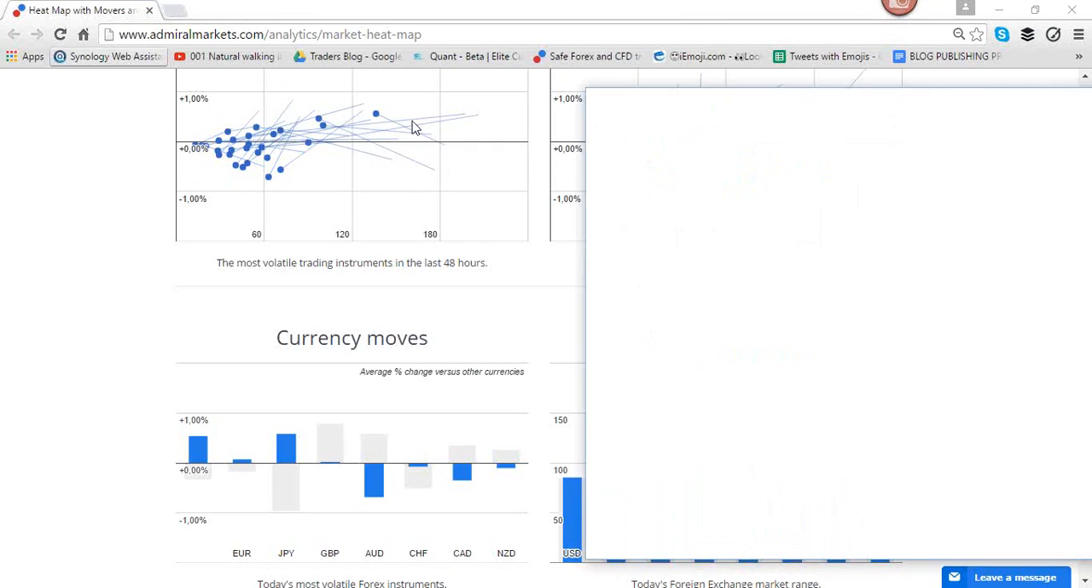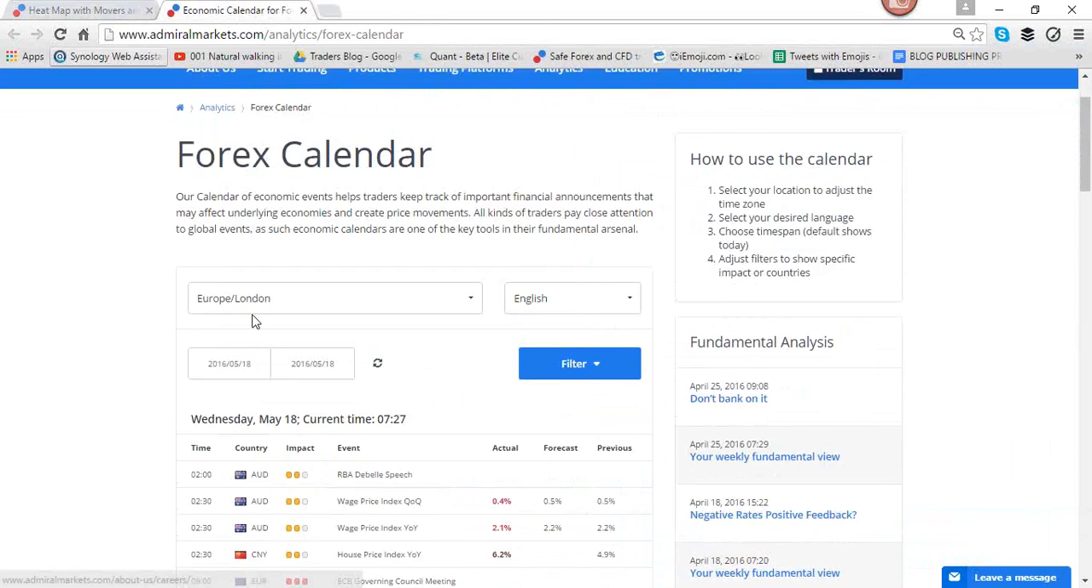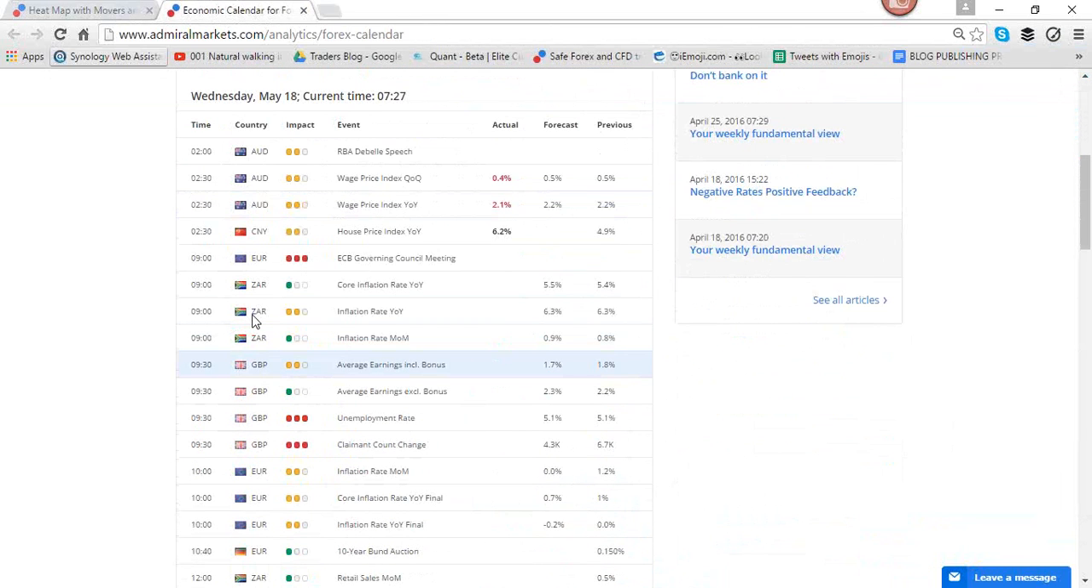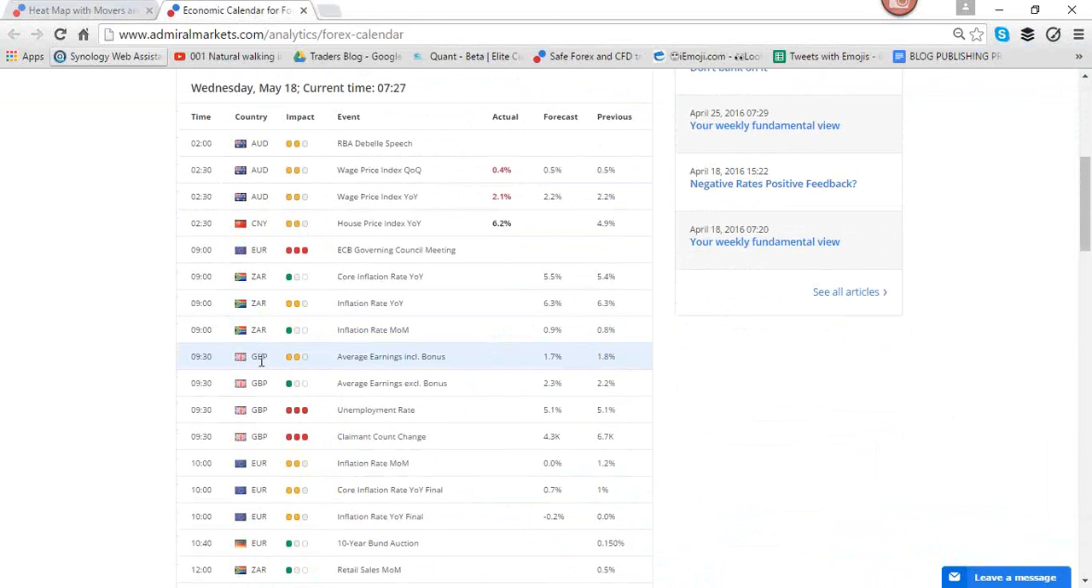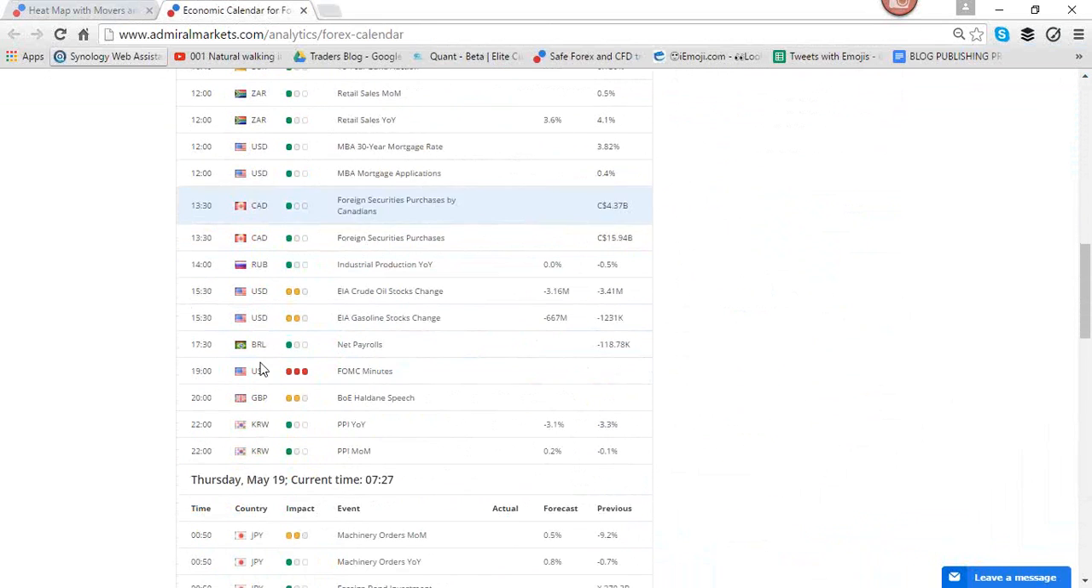Let's take a look at the calendar. Unemployment rate we've got coming up on the pound. That's a big one, marked as red. Claimant count change as well. That's in 1 hour 43 minutes from now. Those are biggies.